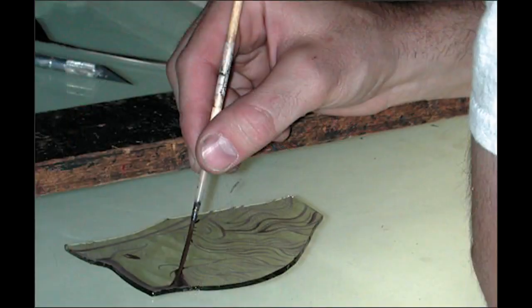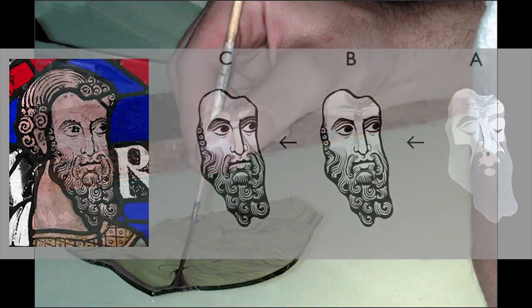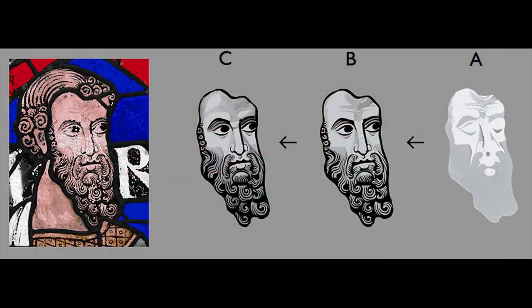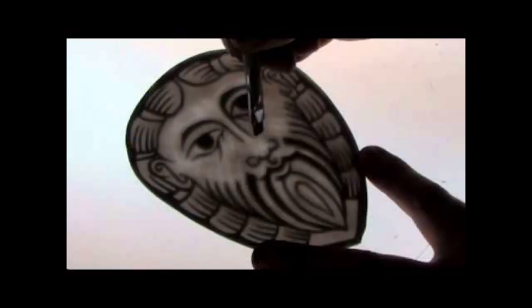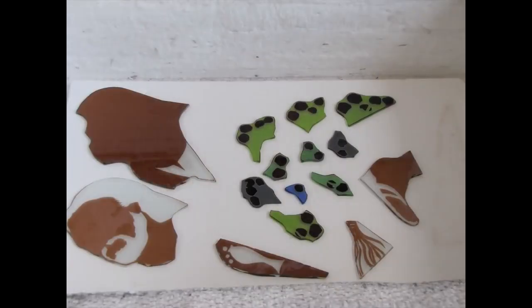Artists would take the cut pieces of glass and lay them onto the patterns. Using vitreous paint made of iron filings and ground glass suspended in wine or urine, they would then paint the features such as facial expressions or the folds in robes and drapery.